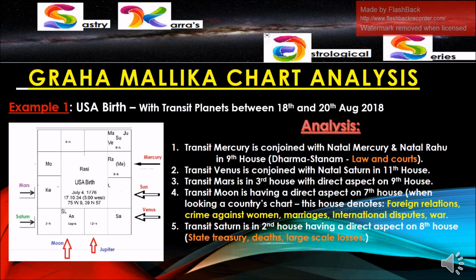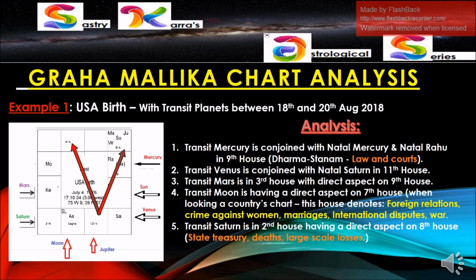And then comes Venus. Venus is the 7th and 8th or 12th house lord. Venus will be in the 11th house co-joined with natal Saturn. The relationship between Venus and Saturn is very good, so we don't need to worry about it. That is the 11th house. The 12th house, Jupiter is residing there.